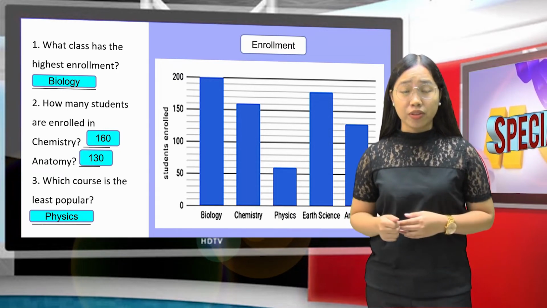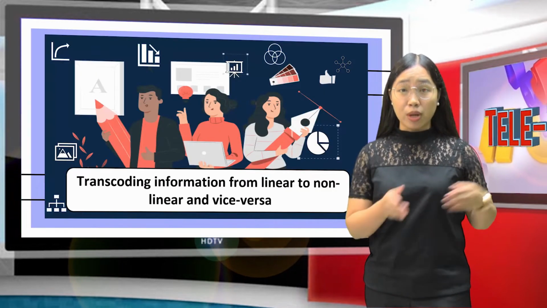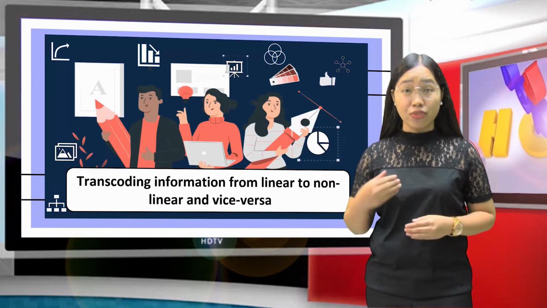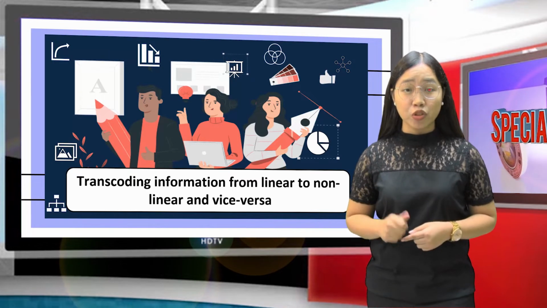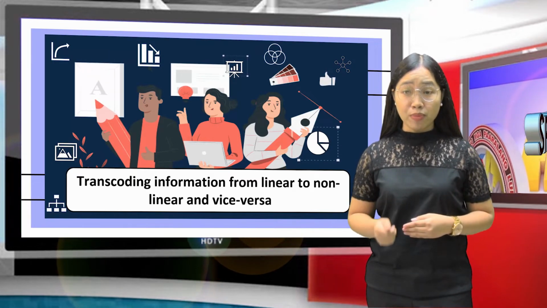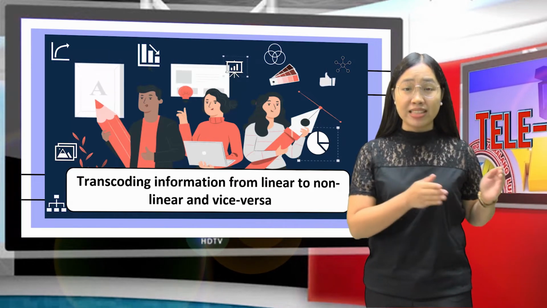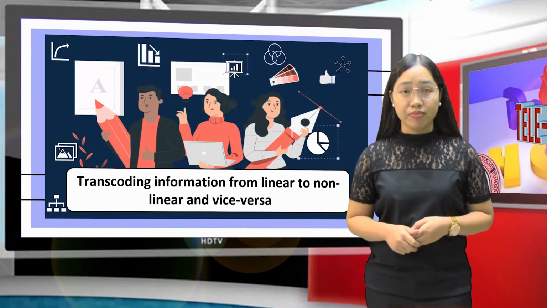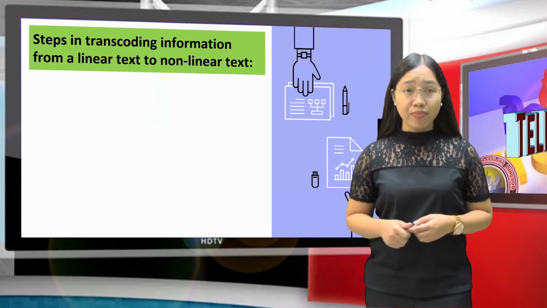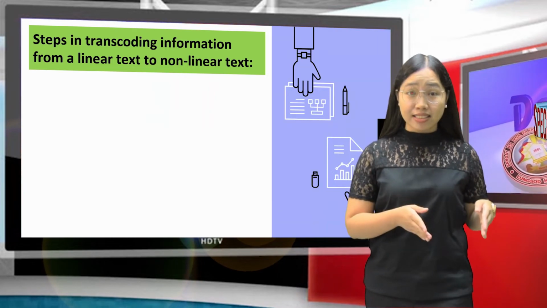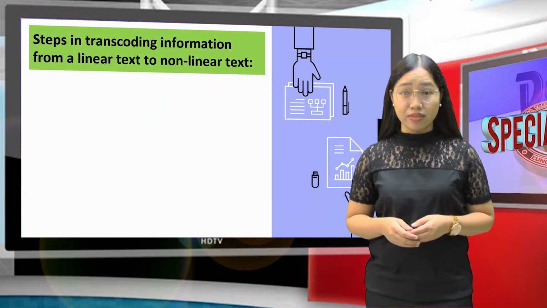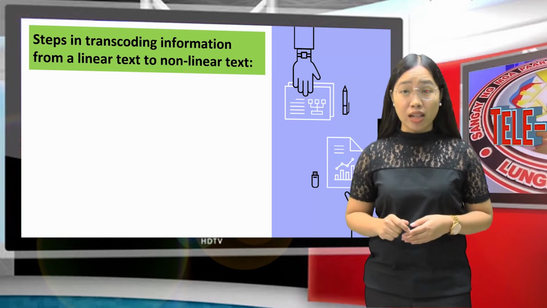Now let's try to transcode information from linear to non-linear and vice versa. Remember, the word transcode means to change language or information from one form of representation to another. Okay, let's try. In transcoding, you should extract information from a linear text to a non-linear text. Here are some steps for you to follow.